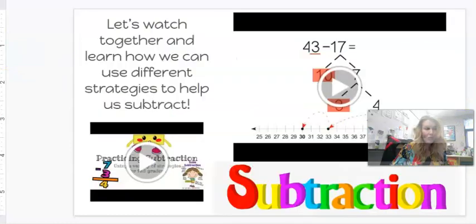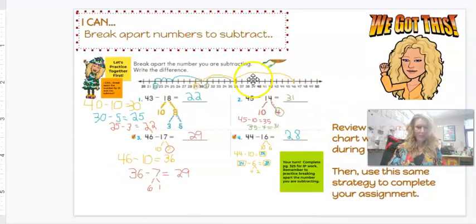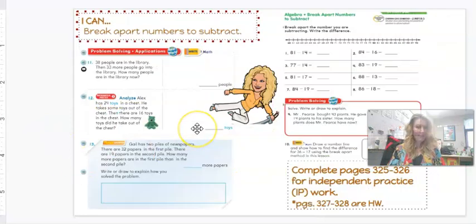And you will have 2 videos you can watch. They are both, I believe, on the YouTube channel. But this strategy is going to tell you exactly what we just did, breaking apart. Look, you can see it. 17, 10 and 7, 3 and 4, right? Okay. This is the anchor chart for what we just did. And this is what you're going to do right now.